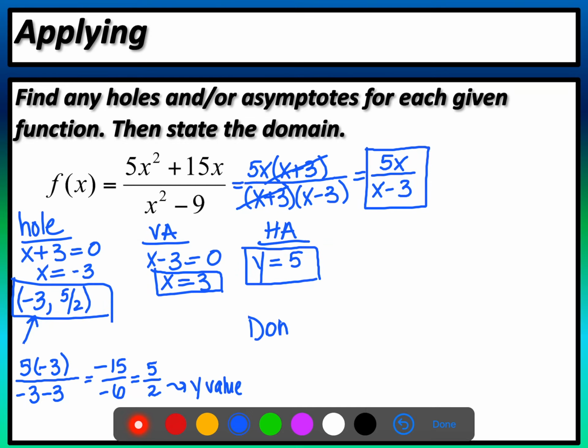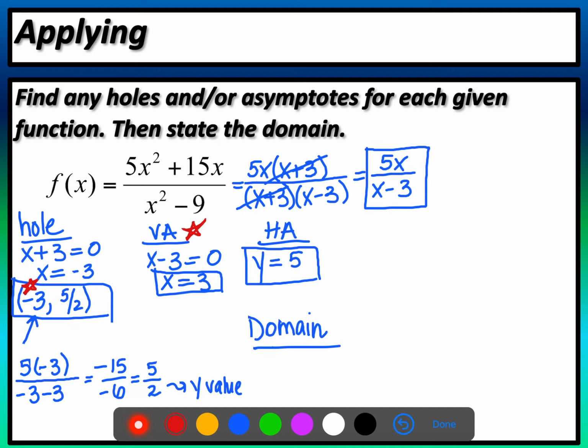Okay, for the domain of this, we want any x values that are undefined on this function. So I know a vertical asymptote is an undefined x value. Well, guess what? Part of the hole is also an undefined x value. So even though they're coming from two different characteristics of the graph, they are both affecting our domain.